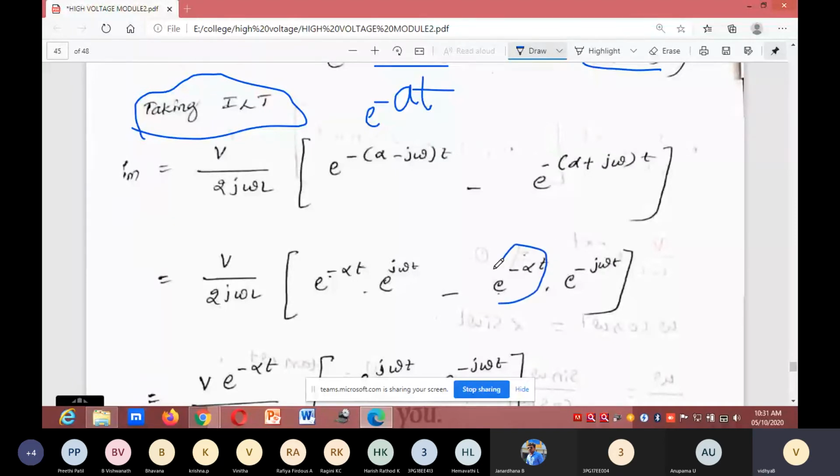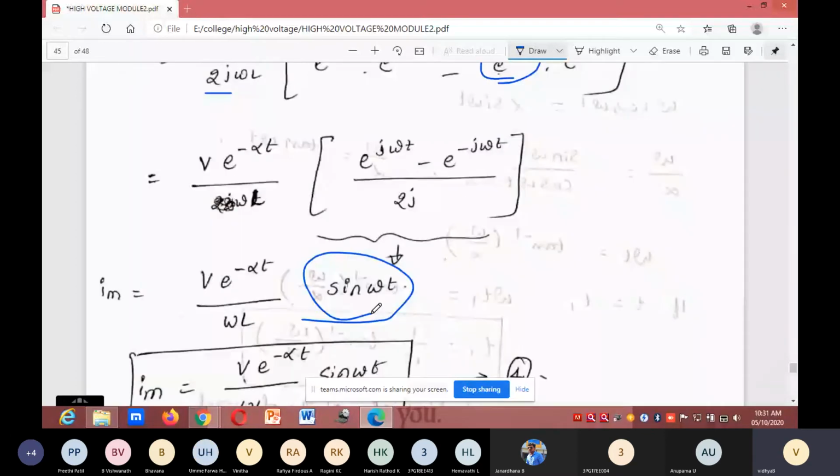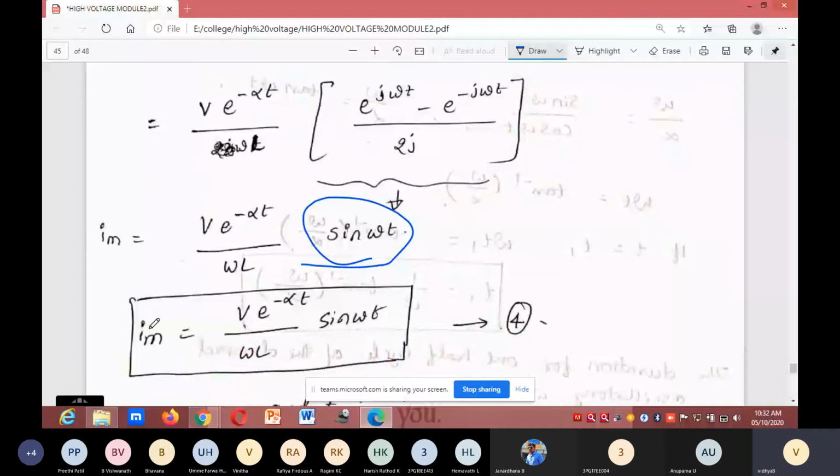Take out common. If you take out common, e to the power of j omega t minus e to the power of minus j omega t, divided by 2j, you will get 2j here. That can be written as sine omega t. The formula is e to the power of j omega t minus e to the power of minus j omega t divided by 2j, which is sine omega t. Replace it, so Im is equal to V into e to the power of minus alpha t divided by omega L into sine omega t.